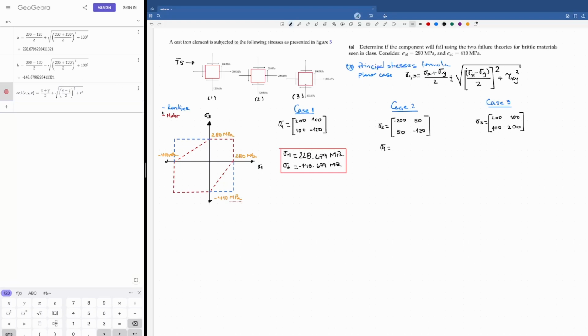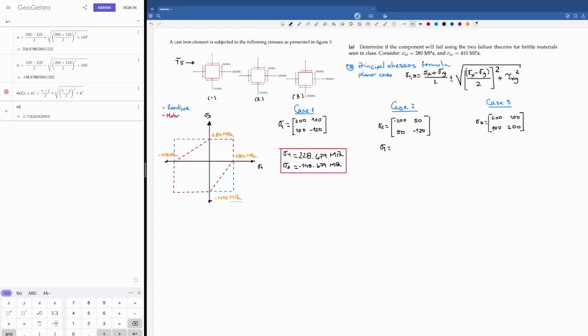So let's take, for case 2, that's going to be equal to equation 1 evaluated in minus 200, then minus 120, then 50. Yeah, so is it giving me this or not?